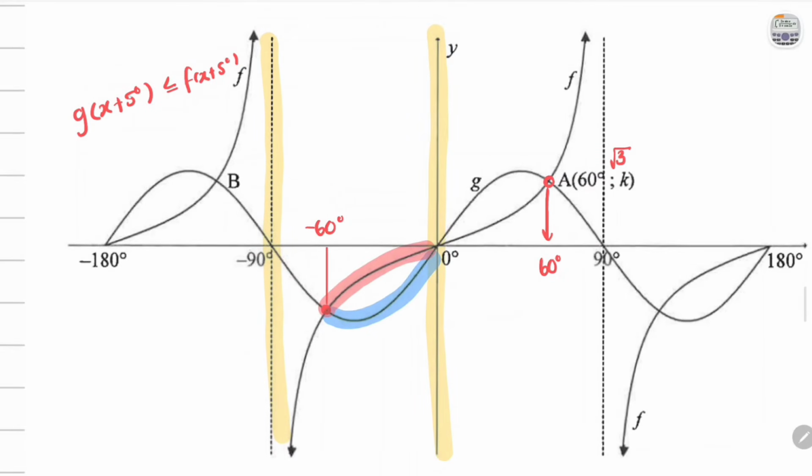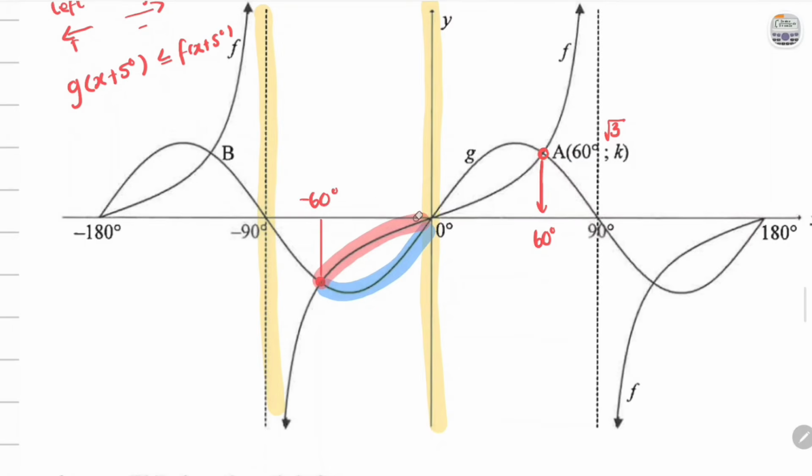But now apply this 5 degree shift. This says plus 5 degrees. When we apply a shift to the x value, you're either moving to the left or to the right. When it is a plus, it's moving to the left. When it is a minus, it is moving to the right. So this is a 5 degree shift to the left. So all you have to do is see where your answers would have been.